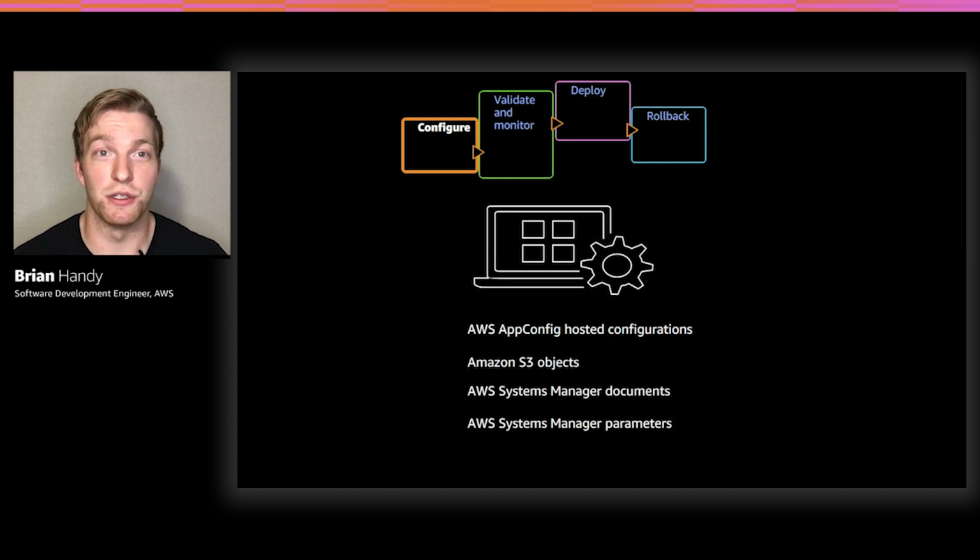Additionally, App Config offers you the ability to reference configurations stored at other services, namely Amazon S3, AWS Systems Manager documents, and AWS Systems Manager parameters.